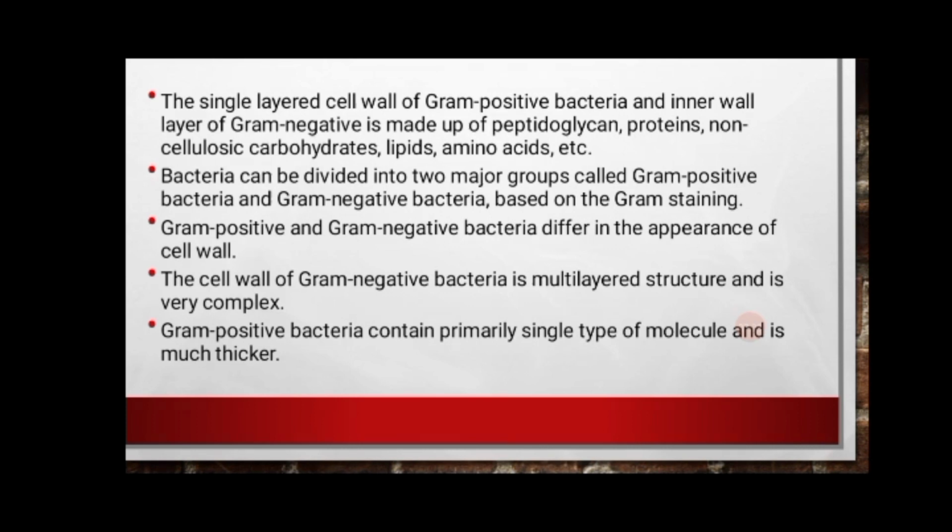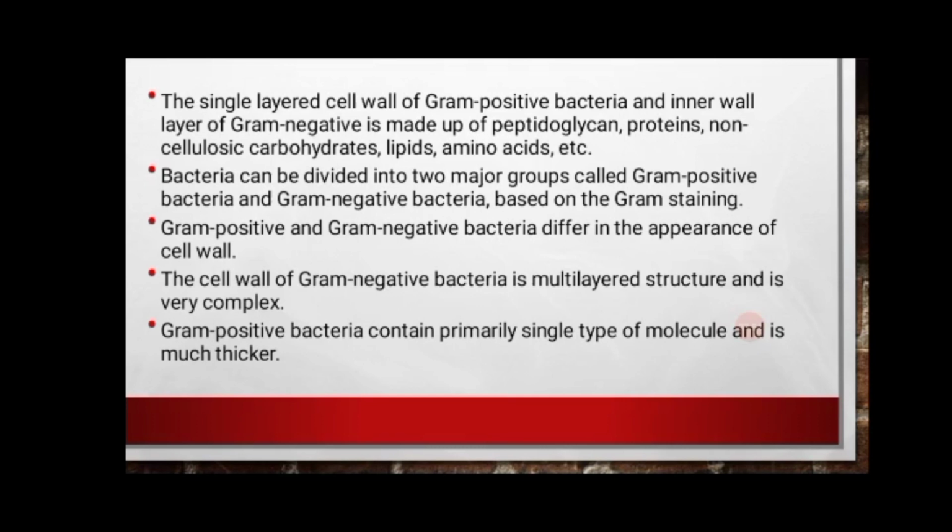Bacteria can be divided into two major groups called gram positive bacteria and gram negative bacteria based on the gram staining. The gram positive and gram negative bacteria differ in the appearance of the cell wall.